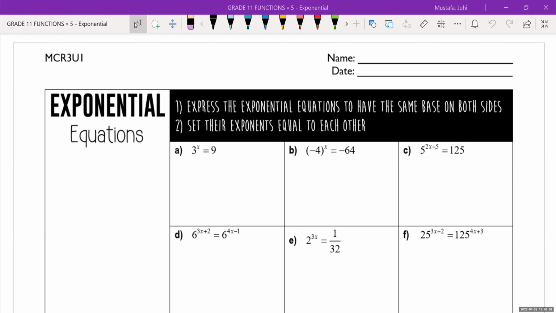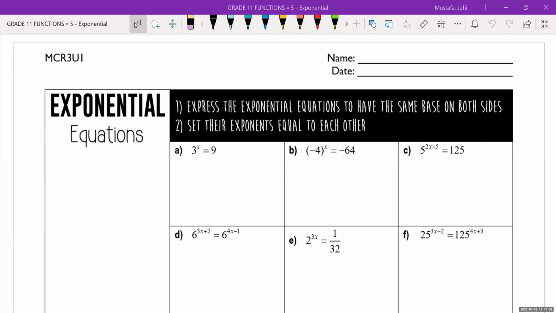Okay, so for our last lesson, we're going to be talking about exponential equations. And you guys got a little bit of a taste of this when we were doing our solutions for the exponential applications. So from last class, if you do remember that whenever you're trying to solve for a variable that's in the exponent, your goal is to, number one, express the exponential equations to have the same base on both sides. And then step two, set their exponents equal to each other.